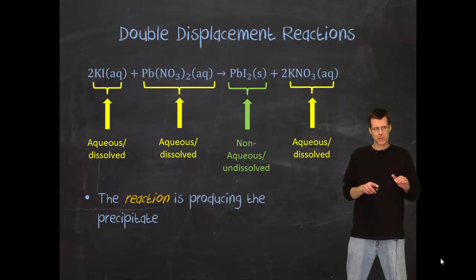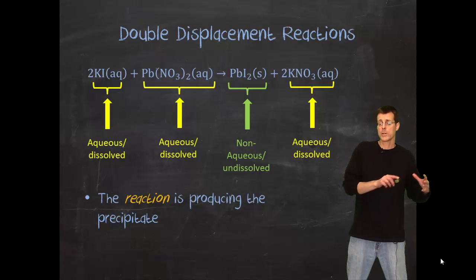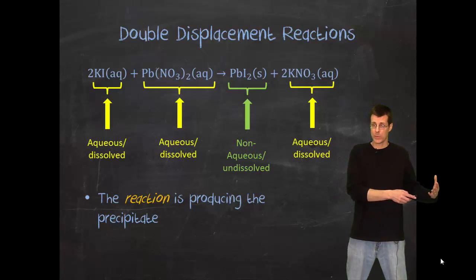So the reaction then is the thing that is producing the precipitate. So if I want to identify what's actually reacting, I need to figure out how that precipitate formed. And I don't mean in terms of at the molecular level. What do I need from the reactants to make that precipitate?